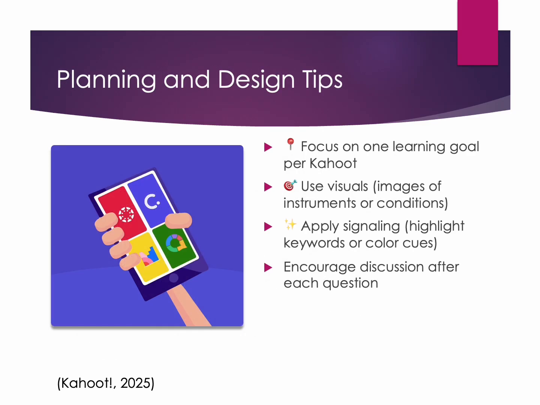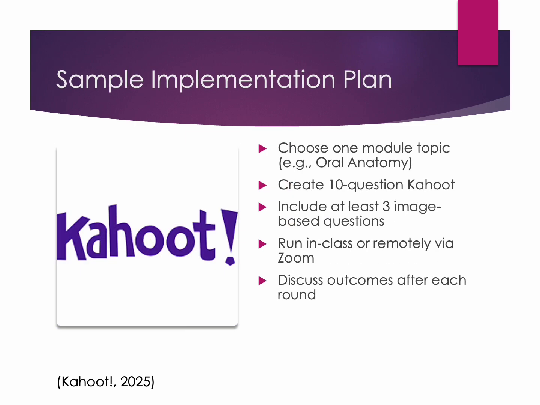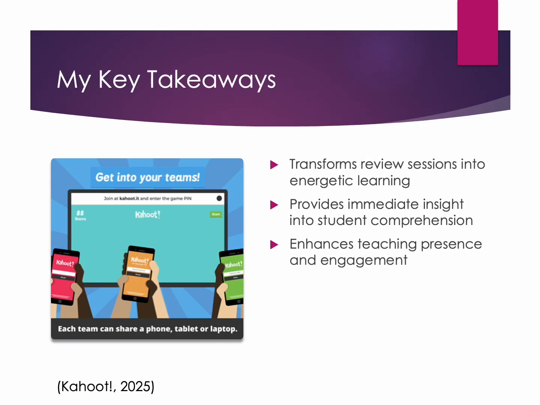Planning and design tips: you want to focus on one learning goal per Kahoot, and using visuals works the best. A Kahoot plan could be choosing one module topic, creating a 10-question Kahoot, and including at least 3 images in each question. The takeaways are that it transforms review sessions into energetic learning and provides immediate insight into student comprehension, and also enhances teaching presence and engagement.